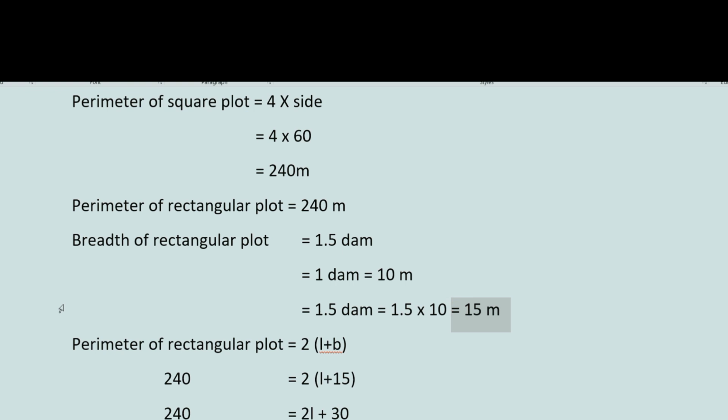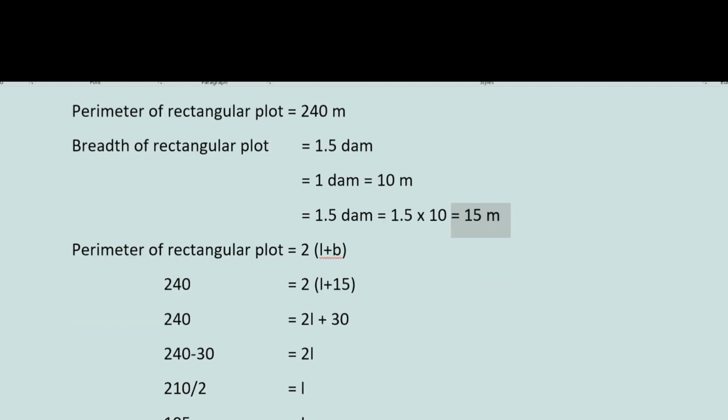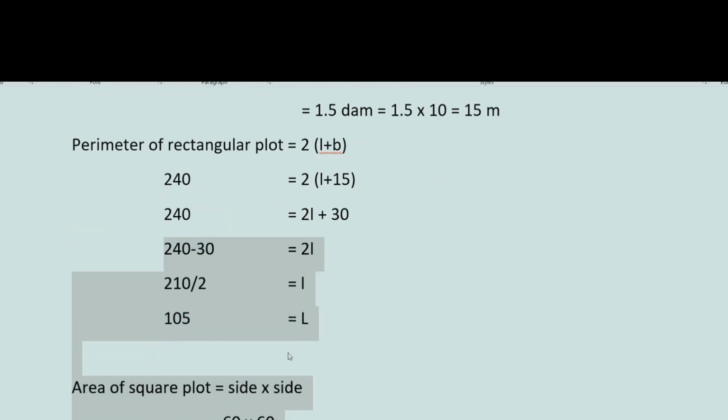Here area you can't use because you don't have the area of the rectangular plot. You have to use the perimeter of rectangular plot formula. Perimeter of the rectangular plot is 240, which is same as the square plot, okay. This formula you will be using. In this formula, perimeter of rectangular plot you are having 240, length you are not having, and breadth you are having, that is 15 meter. By putting the values, when you go for solving, you are getting this 105 as the length. 105 meter is the length of the rectangular plot.